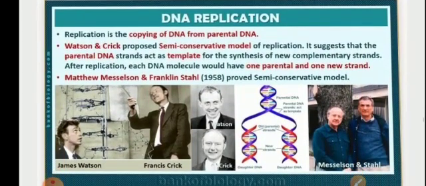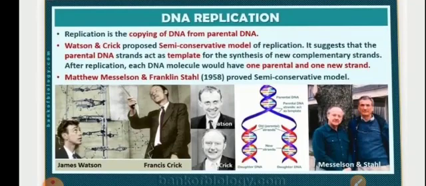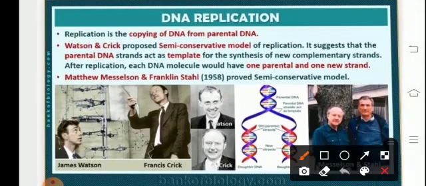So replication is the process of copying of DNA from the parental strand. The parental strand is referred to as the template. Watson and Crick had proposed the semi-conservative model of DNA replication. But then the experimental proof was provided by Matthew Meselson and Franklin Stahl in 1958. They had proved that DNA replication is semi-conservative in manner, where semi means half and conserved means to preserve.